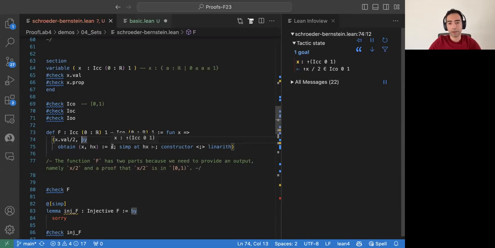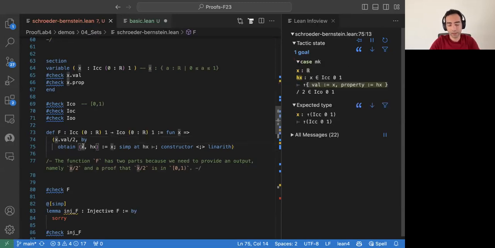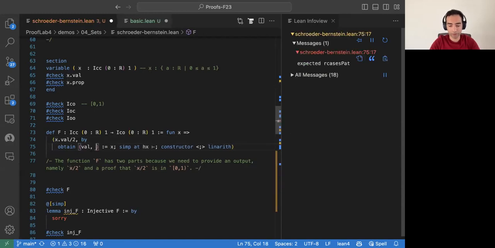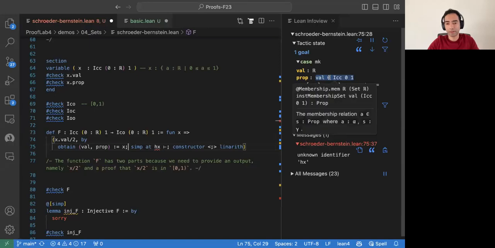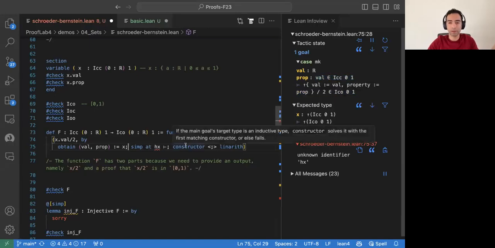So I can also break down x into two other names. Like if you like, you can call it val and prop, which we did before. And now when I put my cursor here, I get a value, which is essentially x, and a property which says x, or the value of x, is between 0 and 1. So that's what obtain does. Usually when you have a thing that has a property, you can break it down into parts.